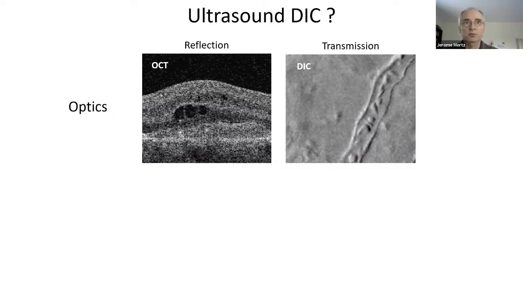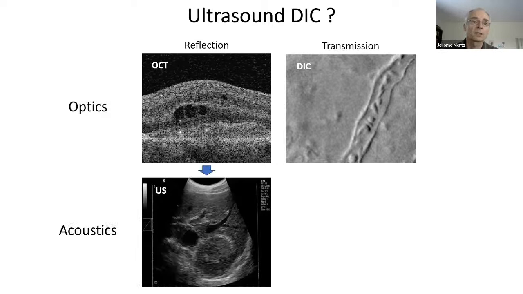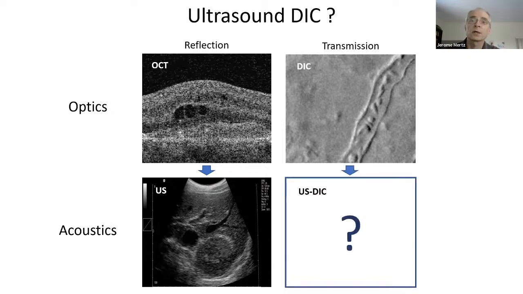And so I talked about OCT and DIC and explained why you see very different structures from these modalities, because one is based on reflection, the other one is based on transmission. These are optical modalities. And the question is, do they have analogs in sound, in acoustics? As we all know, ultrasound imaging is basically the acoustic analog of OCT. They work on the same principle and give you very similar imaging. Now the question is, is there an acoustic analog of DIC imaging? And that's what I'll talk about today.